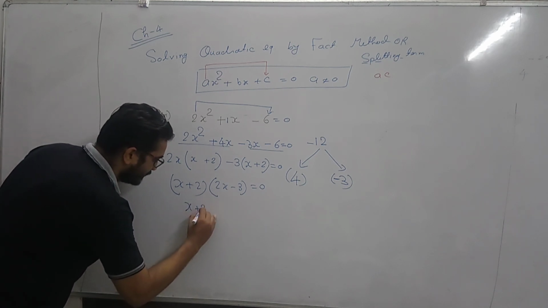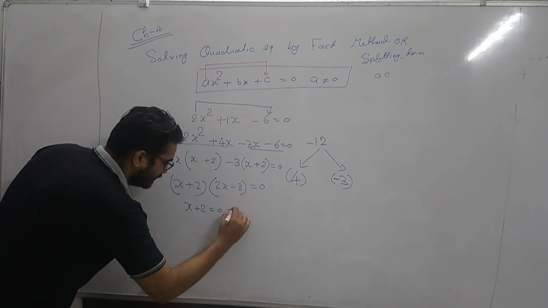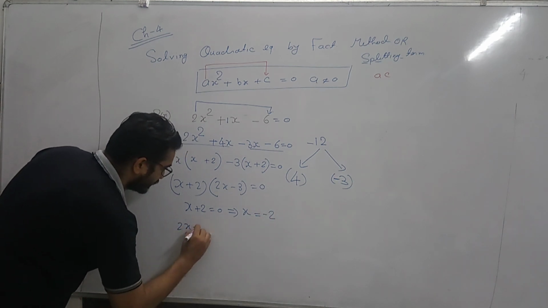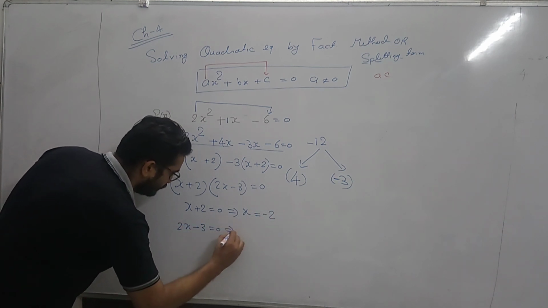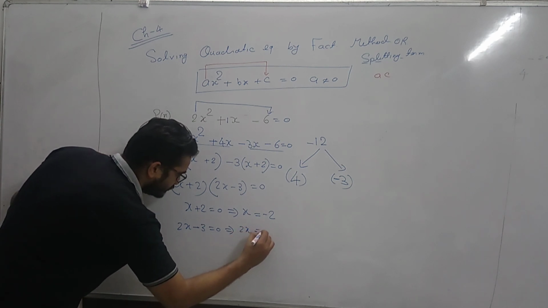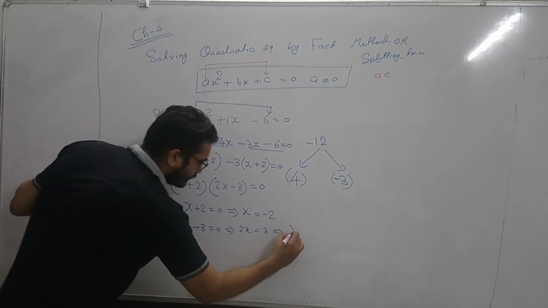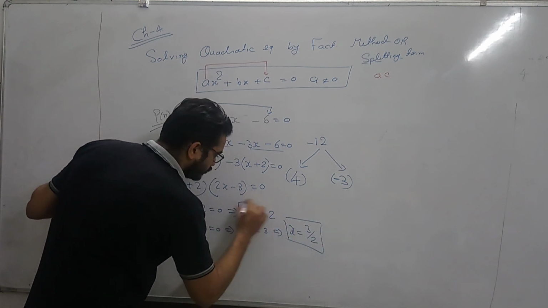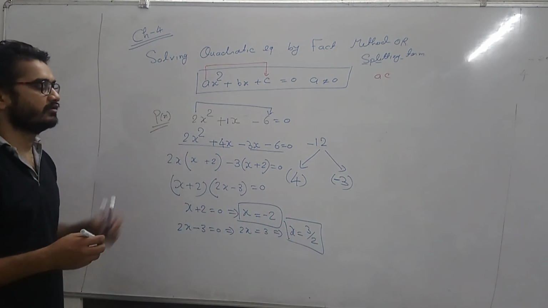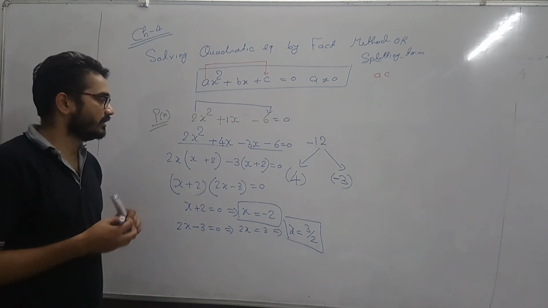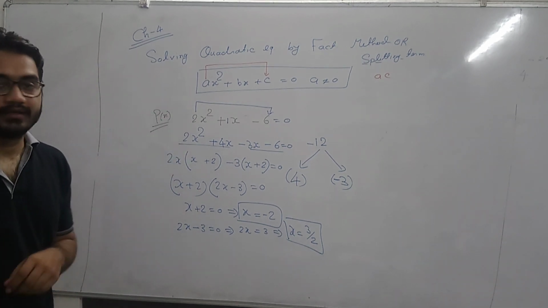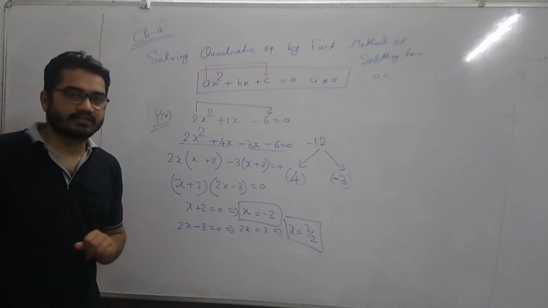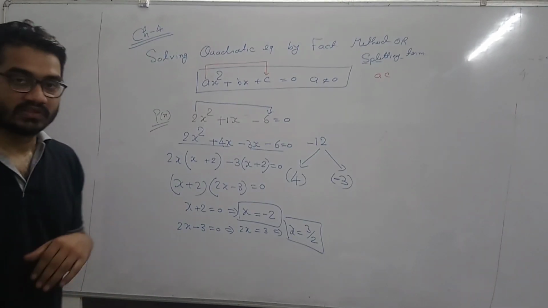So x plus 2 is equal to 0, which gives x is equal to minus 2. 2x minus 3 is equal to 0 implies that 2x is equal to 3, which implies that x is equal to 3 by 2. So these are the two roots which we have got for this quadratic equation. That is how we can solve the quadratic equation by the first method.